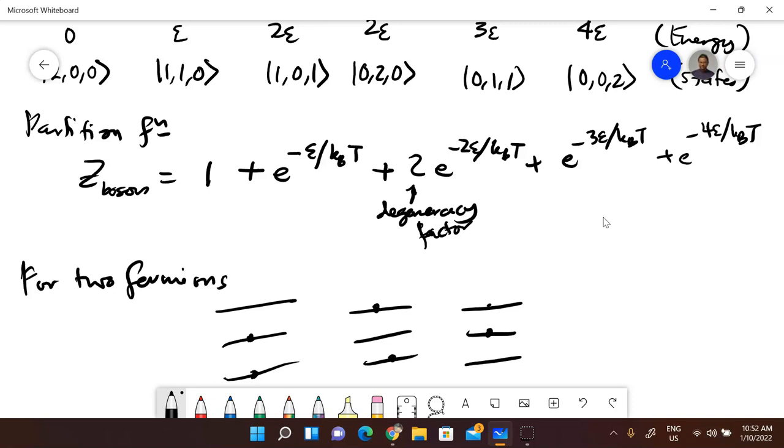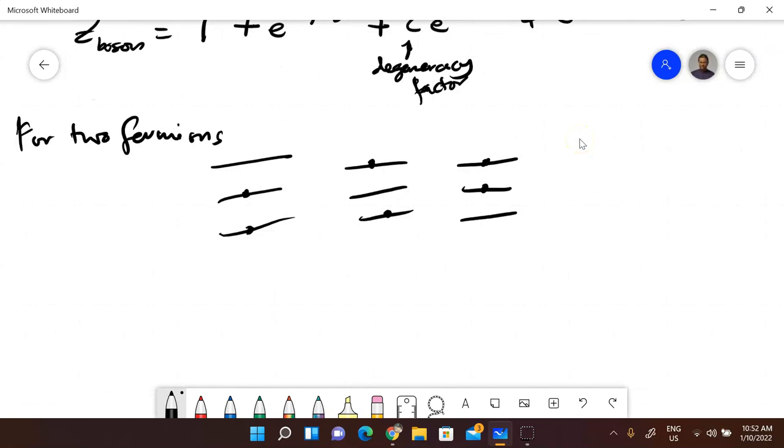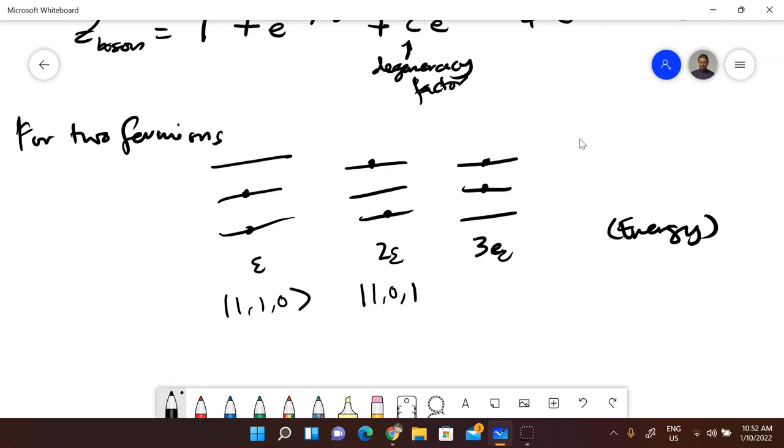And the energy here, you can write down the energy here. This would be epsilon. This would be 2 epsilon. And this would be 3 epsilon. So this would be 110, this is 101, and this is 011 in terms of the states.